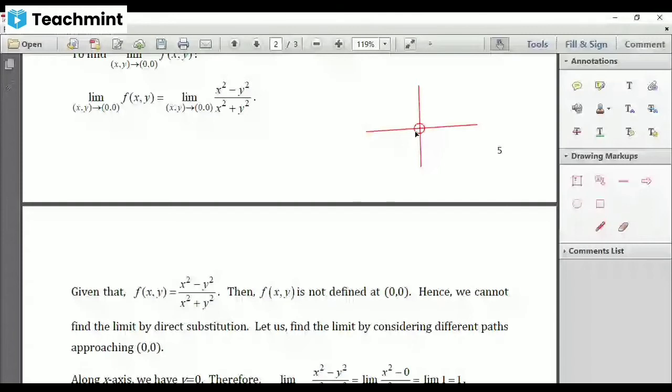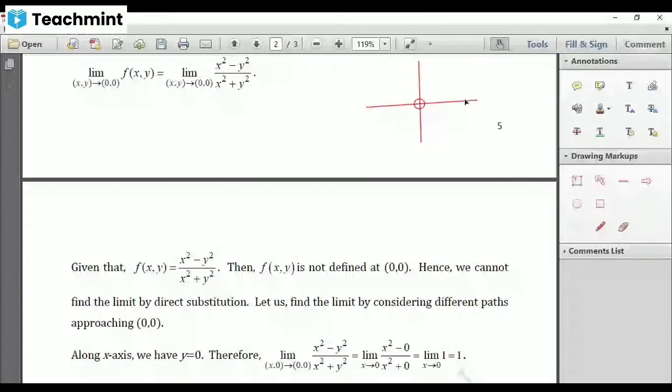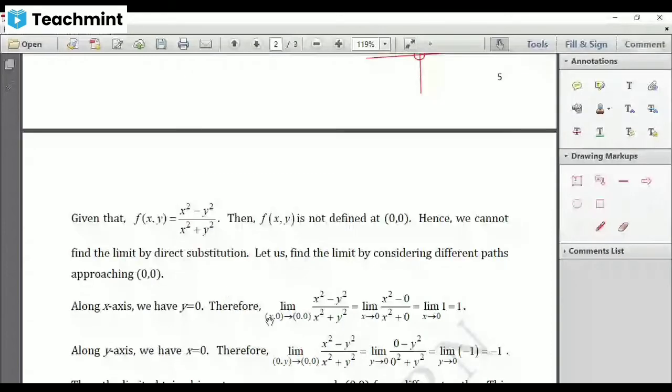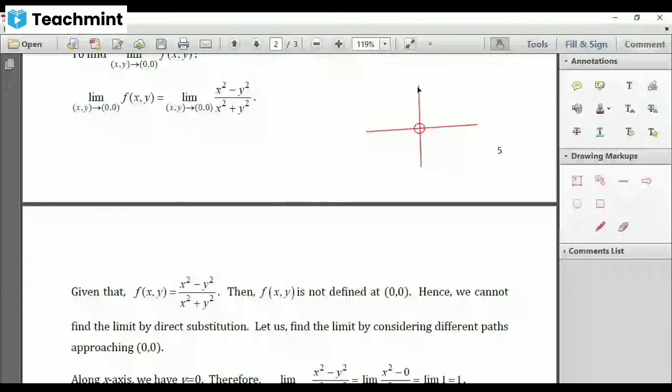That's it. Now let me take this axis first. This is y equal to 0, the x-axis, and that also approaches this origin. So let us find the limit along this path. Along the x-axis, your y equal to 0. Therefore, limit of x comma 0 tends to 0 comma 0 of x square minus y square by x square plus y square. But your y is 0. Therefore, if you put 0, you'll get x square by x square, which is 1. Limit of 1 is 1. So we got the limit. Now let us find along the y-axis.